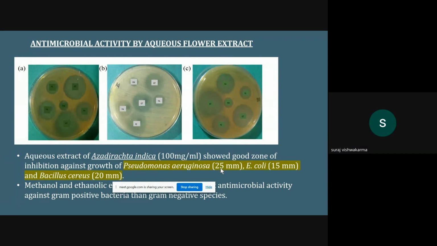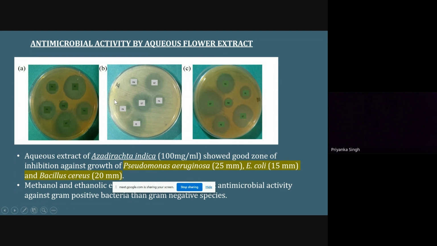Similarly, we have performed the antimicrobial activity test against E. coli, and in the case of the aqueous extract compared to the methanolic and ethanolic, we have got a very good zone of inhibition that is slightly lower than that of the Pseudomonas, that is nearby 15 mm. A similar property we have observed for Bacillus cereus, where this aqueous extract has shown a very high level of zone of inhibition. So after performing the antimicrobial activity, we have selected this aqueous extract for the synthesis of the natural dye.